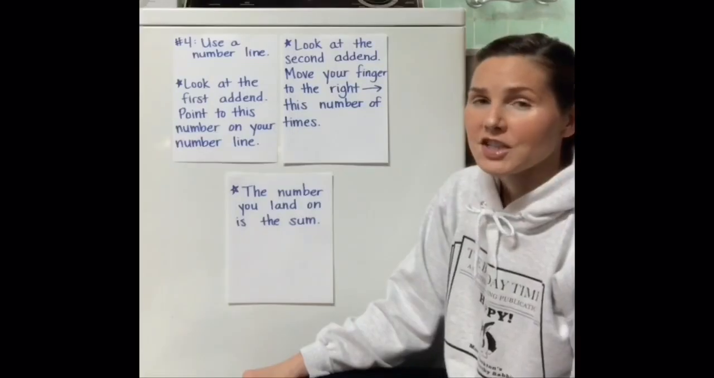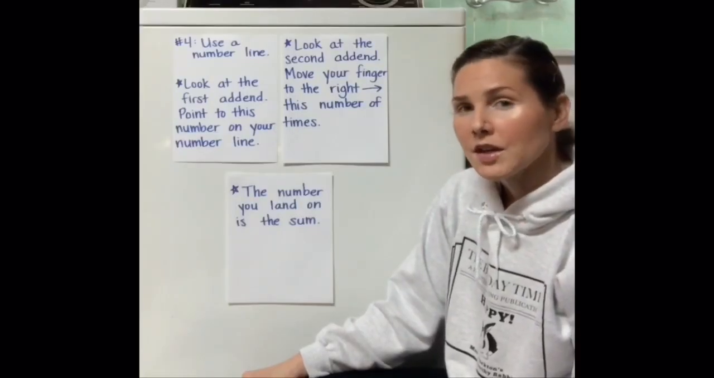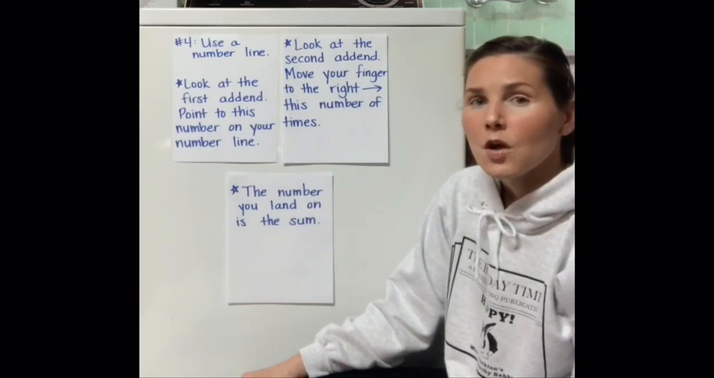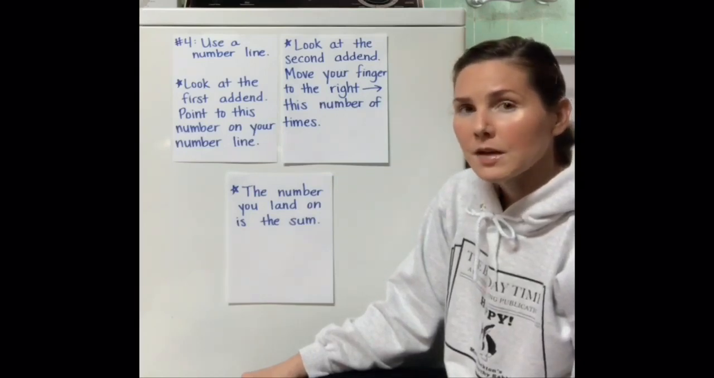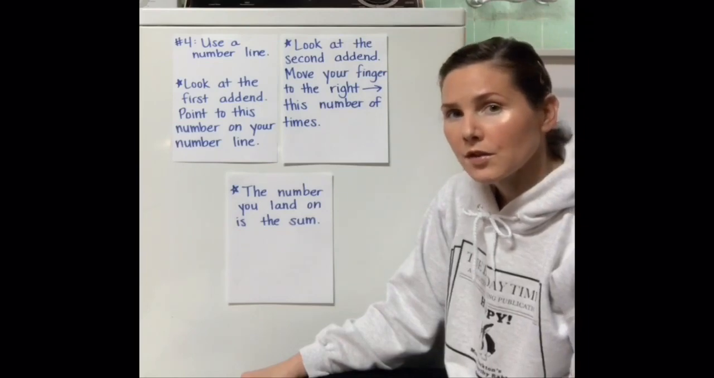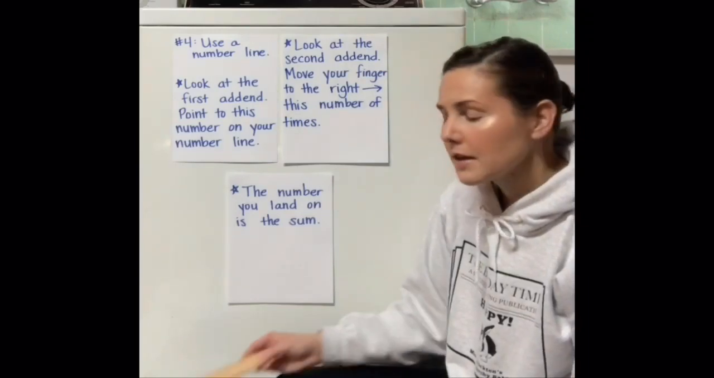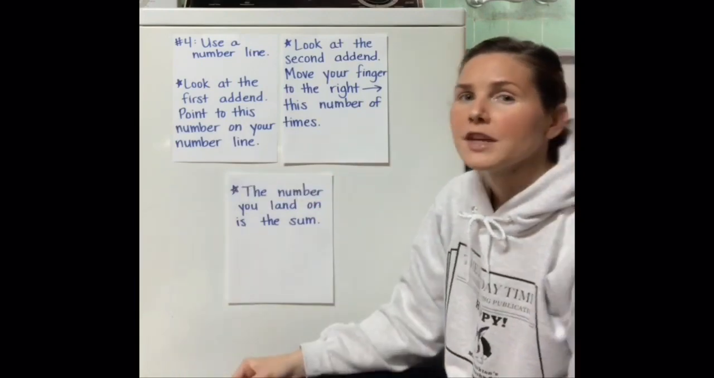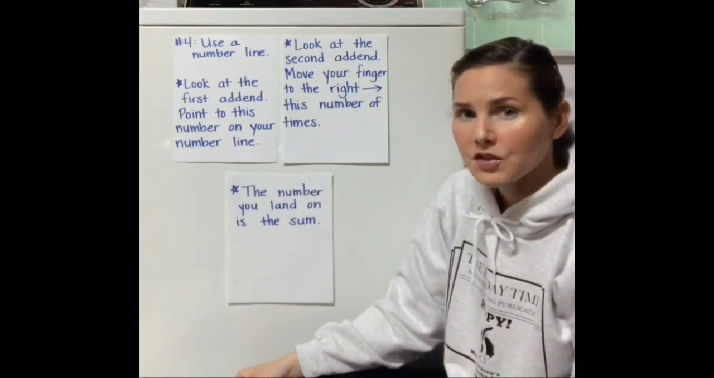My next strategy is to use a number line. You can print a number line from the computer, you can get one from a teacher, or you can make your own just by writing the numbers from 0 up to 20 or 30. But my favorite kind of number line is a ruler. I like these because they don't get bent and folded and ripped the way that paper number lines do.